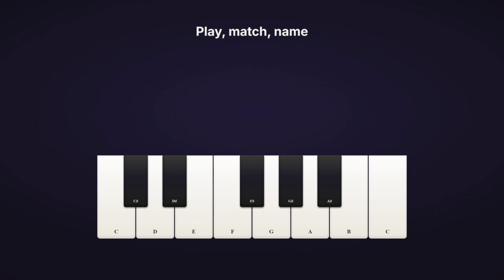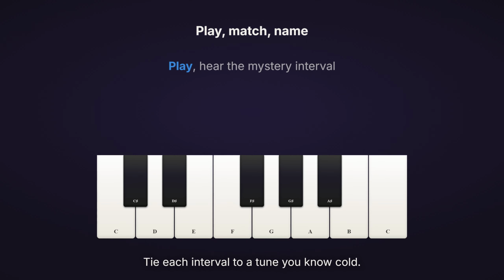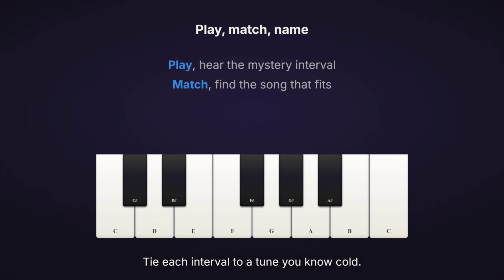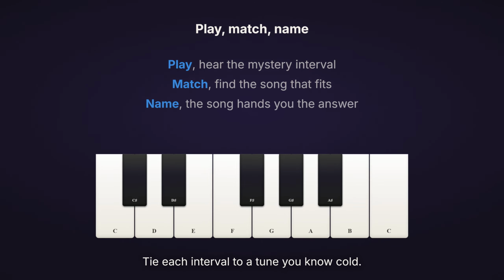So the method is simple, and it has three parts. First, learn a reference song for each interval, a tune whose opening two notes are that exact distance apart. Second, when you hear a mystery interval, sing it back and find the song that matches. Third, the name of the song's interval is your answer.